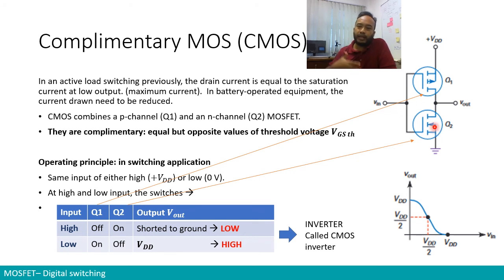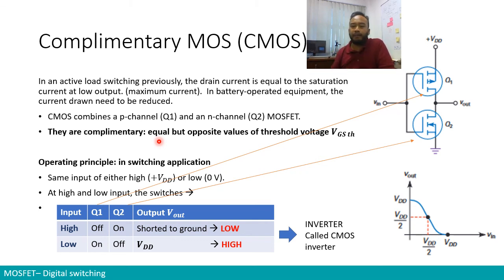So what are the things that are complementary between these two FETs? One is a P junction, another one is an N junction. They have equal but opposite values of threshold voltage. So they are the same transistor, just one is PMOS, another one is NMOS. Therefore, they have the same threshold voltage, but in the opposite direction. One is positive, the other one is operating on the negative side.